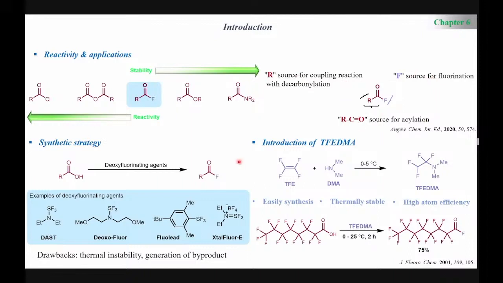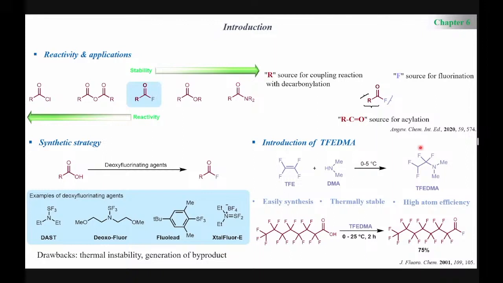The most straightforward way to synthesize acyl fluorides is to treat carboxylic acids with deoxyfluorinating reagents. For years, many fluorinating reagents have been developed for such purpose. Although these reagents are incredibly effective as they are, drawbacks like thermal instability and the generation of a large amount of byproducts somehow limited their utilization.